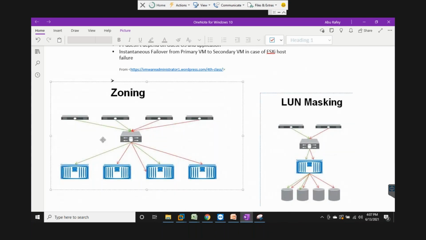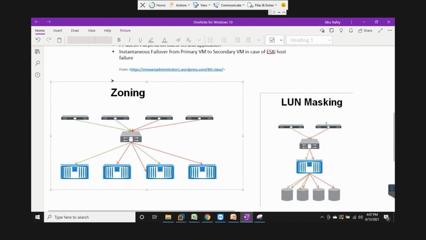So individual servers, you can restrict them from accessing the storage devices. So this policy or this technique is called zoning. This is done at switch level. What is happening in masking?